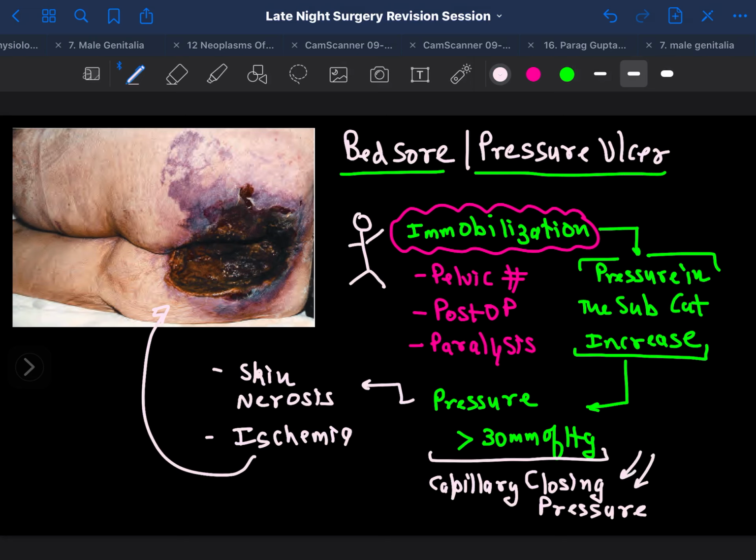Now what is this capillary closing pressure? What does this signify? Capillary closing pressure means a pressure above which the capillaries are closing. Obviously if the capillaries are closing, they will no more be able to supply blood to the overlying skin, and because of this the overlying skin will develop necrosis and gangrene and all those things. Okay, I hope you get this particular point. This is what you understand by a bedsore or a pressure sore.